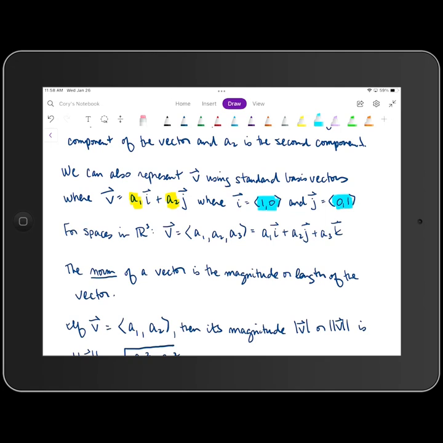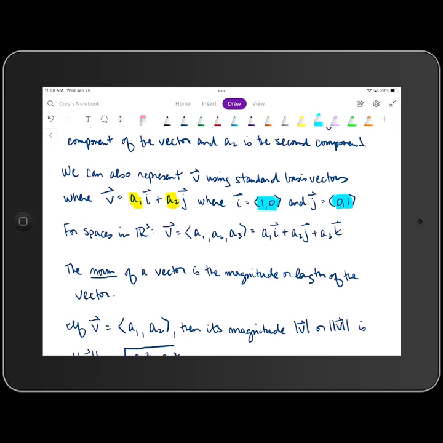So there's like a horizontal component, a vertical component, and a depth component. Okay, so the 3 components for vector v in 3-dimensional space would have first component a sub 1, second component a sub 2, and third component a sub 3. And we could represent that using the standard basis vectors as well.